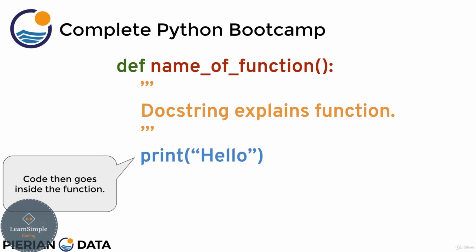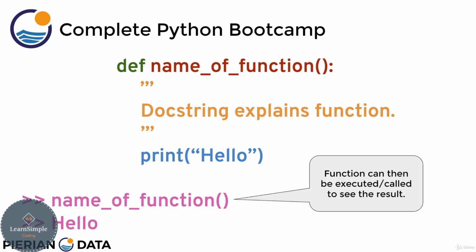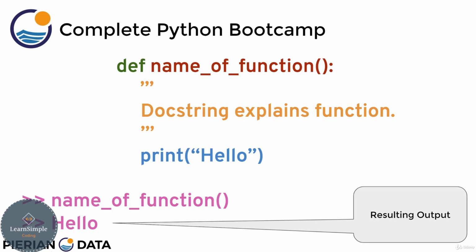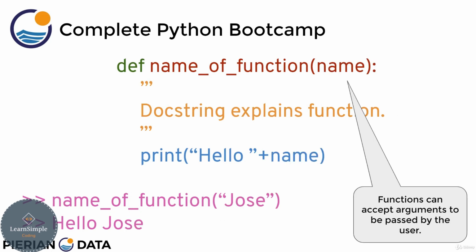And then you're going to write the code that you want to be executed every time you call the function. So for example, this is a very simple function. All it's going to do is print hello. So if you were to call this function, you would simply say name of function, and in this case, open close parentheses. So the function's executed, and then it takes whatever code is inside the function and runs it. In this case, it will just print hello. So there's your resulting output.